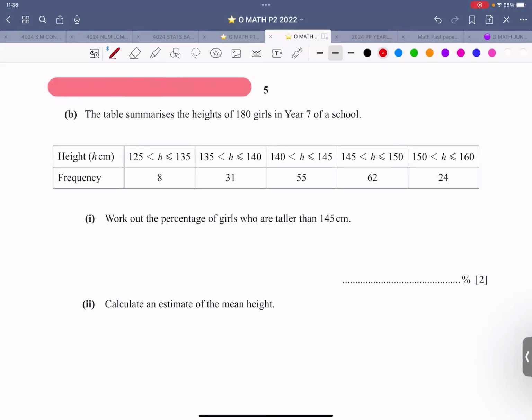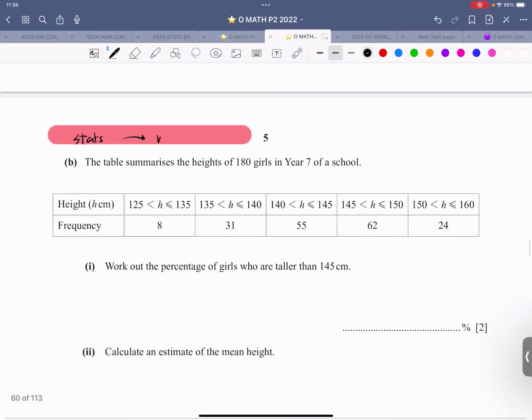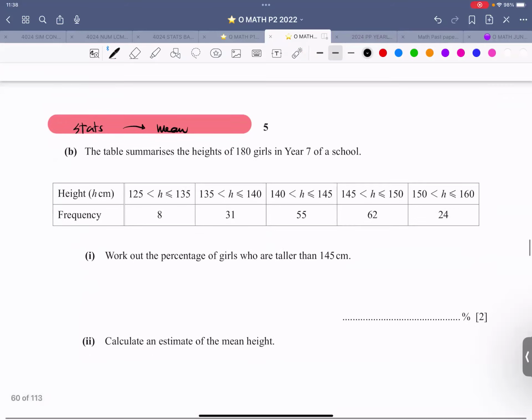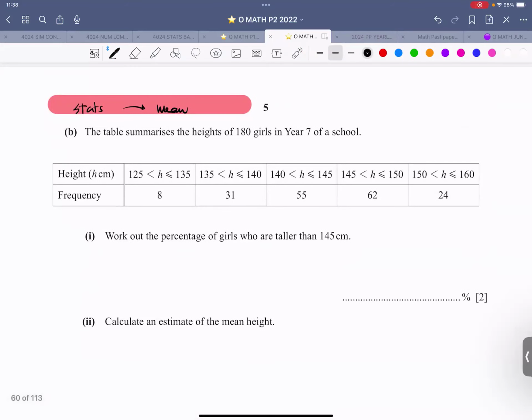Now the stats further continues. So this is stats again, and this time it is about the mean. The table summarizes the heights of 180 girls. Work out the percentage of girls who are taller than 145 centimeters. So mean and basically probability. Percentage over here basically means probability. Greater than 145 is the 62 and 24. So this is 62 plus 24 divided by 180 times 100.